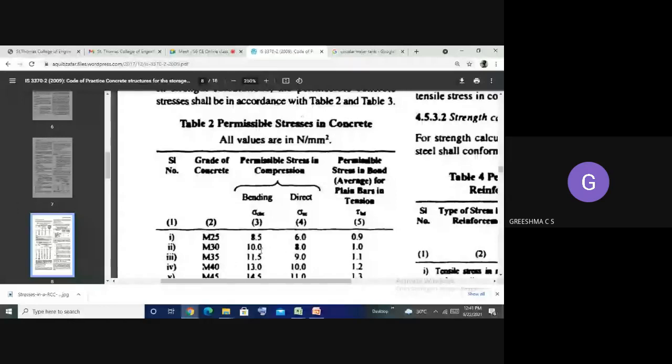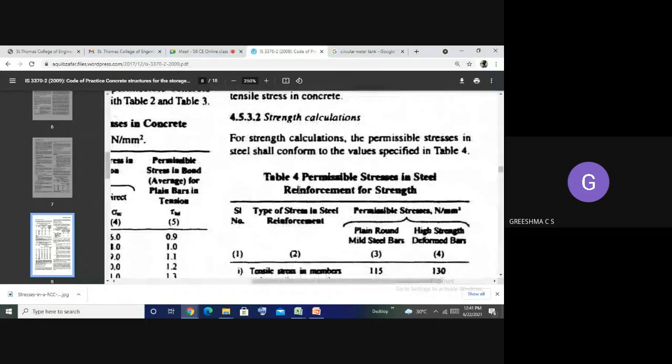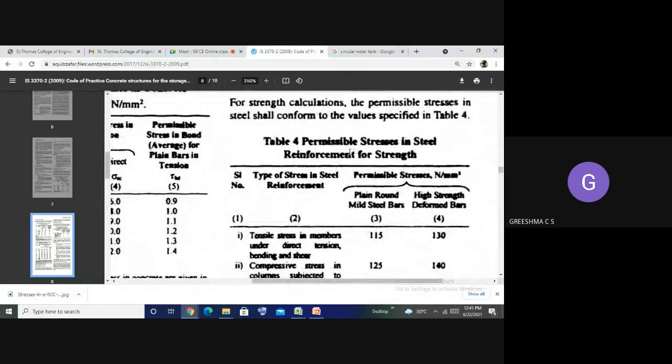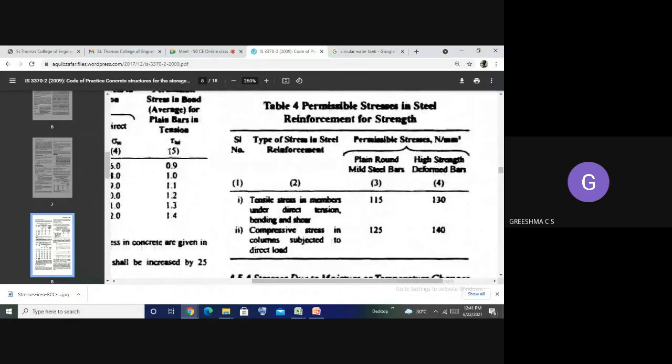Okay, so this is the bond stress value. You don't need to take this value actually, only this is needed. So that value we have taken. Next, we need to get a permissible limit for the steel. On the same page, Table 4, permissible stresses in steel reinforcement. Just write it down like this.